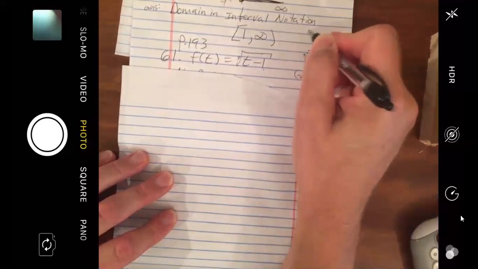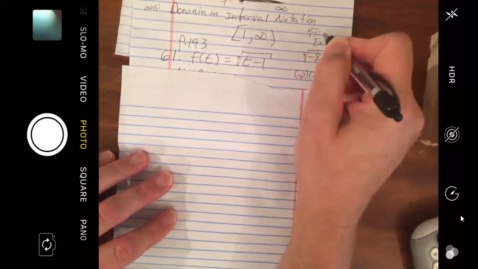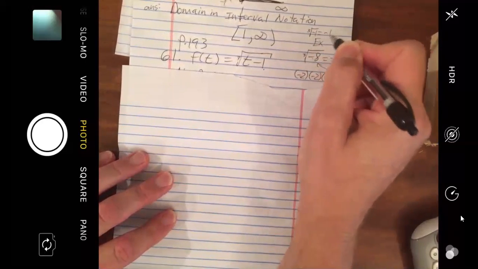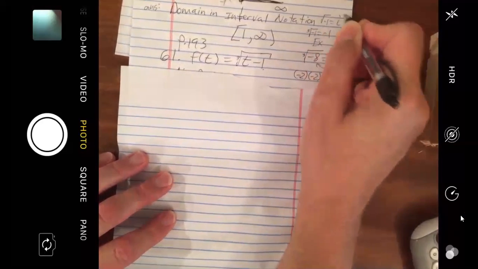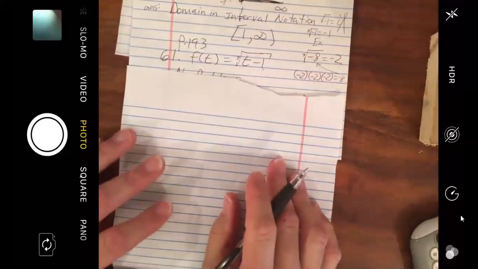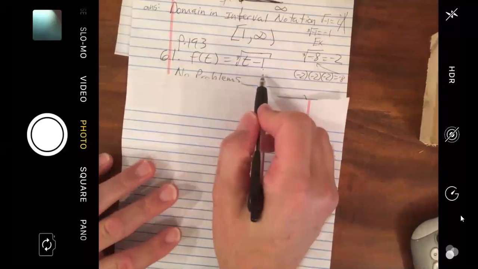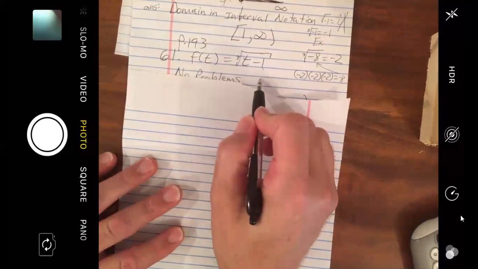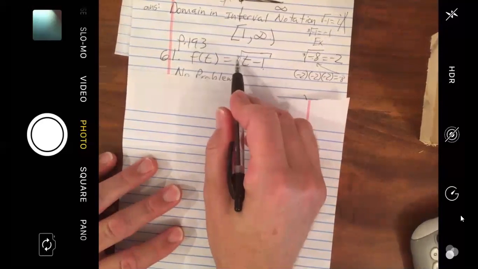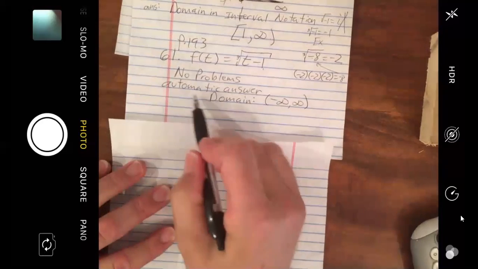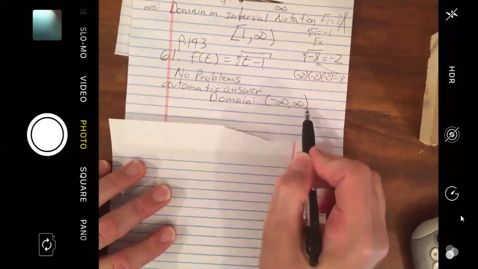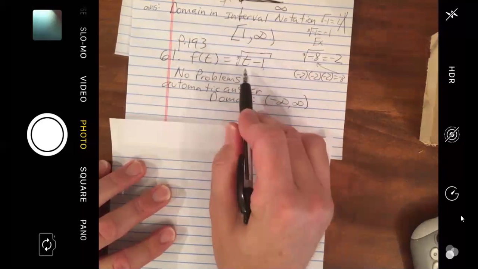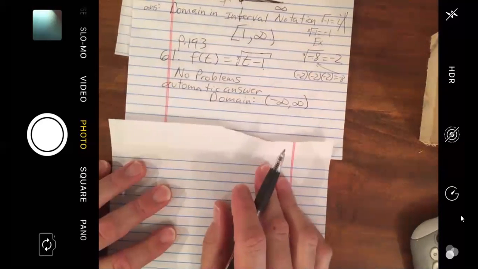A cube root of negative 1 is negative 1. Negative 1 times negative 1 times negative 1 is negative 1. A square root of negative 1 is an i, illegal. And this has no fractions. There's nothing on the bottom that you could ever be dividing by 0. No problem with an odd root. This one has no problems. The automatic answer when you have no problems, domain, negative infinity to infinity. You can take any number, subtract 1, take a third root of it. No problems, no illegal numbers.